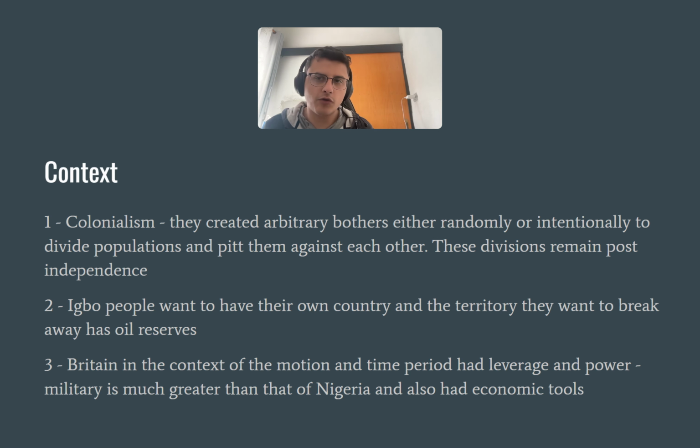And thirdly, for the context of the motion that we're talking about, Britain as an actor, in this particular set of scenario, in this particular motion and time period, had a lot of leverage and power over Nigeria. Militarily, they were much stronger than them. They also had a lot of economic tools.